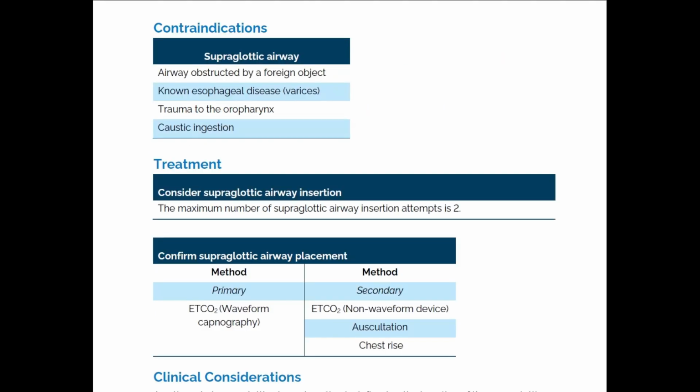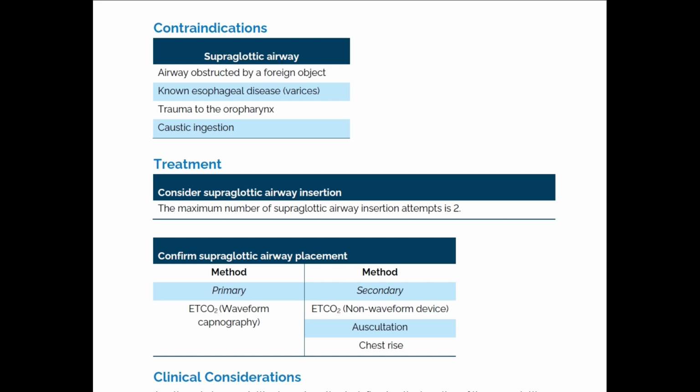There are several contraindications for the use of a supraglottic airway. These include situations where the airway is obstructed by a foreign object, the presence of known esophageal diseases such as varices, trauma to the oropharynx, or a history of caustic ingestion. These conditions pose significant risks that can complicate the procedure and lead to adverse outcomes.